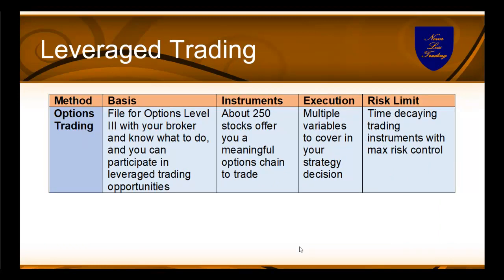You need to obtain your option level 3 with the broker. That's just filling out some paperwork and showing that you have the knowledge to make meaningful decisions at that rate. There are about 250 stocks that offer stock options with a meaningful option chain, meaning enough volume day by day, enough open interest, and also a tight bid-ask spread. There are multiple variables to cover in option trading.